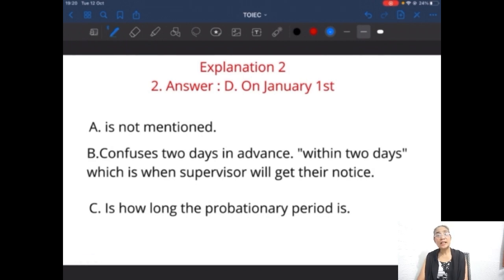A is not mentioned. B confuses 2 days in advance. Within 2 days is when supervisors will get their notice. C is how long the probationary period is. So the correct answer is letter D.